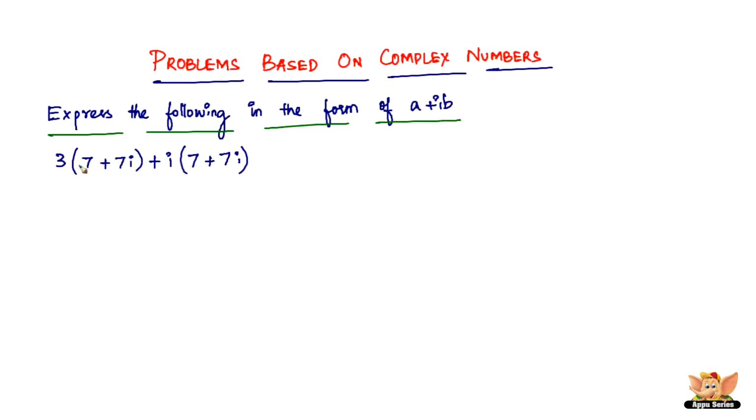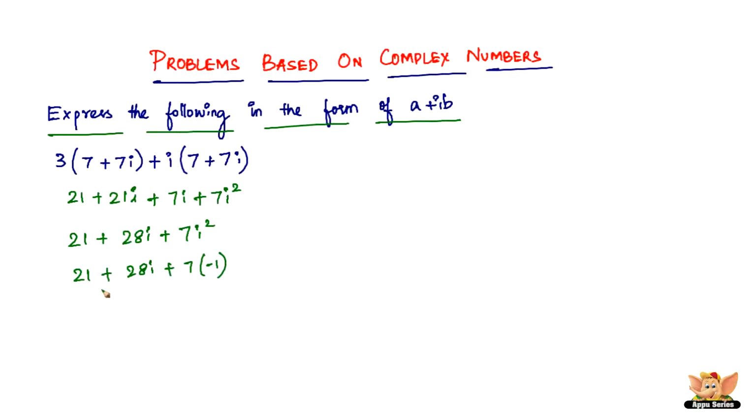So all that we have to do is just multiply. 3 times 7 is 21, plus 3 times 7i is 21i, plus i times 7 is 7i, plus i times 7i is 7i squared. So we have 21 plus 21i plus 7i is 28i, plus 7i squared. And as you know, i squared can be written as -1. We have 7 times -1, which is -7.